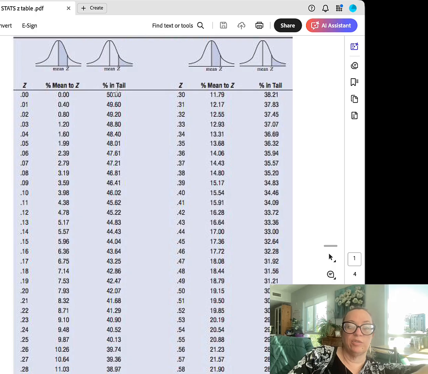So you can see that if you add these two up, you're always going to hit 50% because that's half of the distribution. Then you multiply that by 2, you get 100%, okay? So let me show you exactly how to look something up.